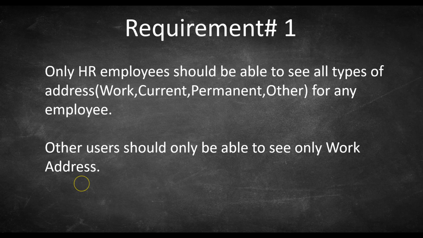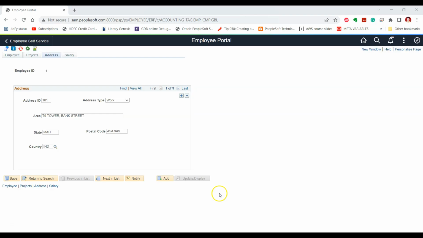An employee can have multiple types of address such as work address, current address, permanent address, etc. So our first requirement is that only human resource employees should be able to see all types of addresses of a given employee, whereas the employees who are from the non-HR department should only be able to see the work address of an employee.